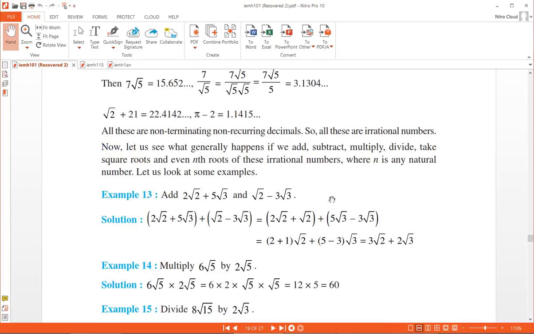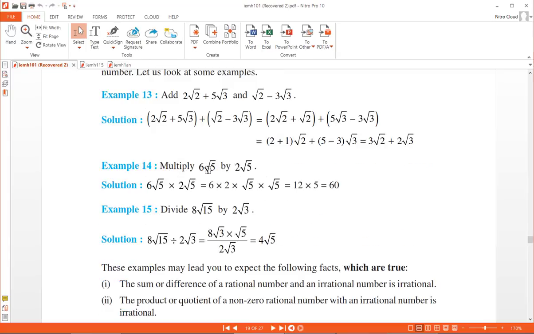Now there are certain examples given here. You want to add these. Adding 2 root 2 plus 5 root 3 and this. You can combine them like you normally do using all the properties here. I'll combine root 2 here, root 2 here. So this becomes 3 root 2, and 5 root 3 minus 3 root 3 would be 2 root 3. So this is the answer that I get. Square root of 5 multiplied with square root of 5 will give me 5. So this will be 6 into 5 into 2. So 60 is the answer.